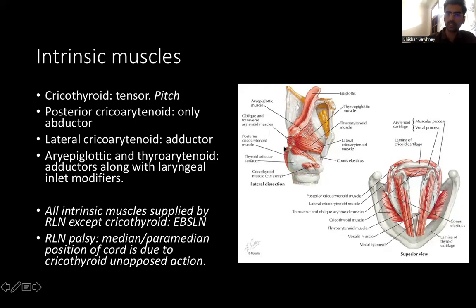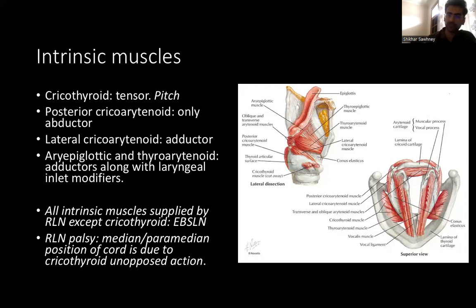The posterior cricoarytenoid muscle is important as it is the only abductor of the vocal cord, whereas the lateral cricoarytenoid, the aryepiglottic muscle, and the thyroarytenoid muscles are the adductors of the vocal cords. These muscles, in addition to being the adductors, are also the laryngeal inlet modifiers, and they open and close the laryngeal inlet as the need may be. What is important here is that all intrinsic muscles are supplied by the recurrent laryngeal nerve, except the cricothyroid muscle, which is supplied by the external branch of the superior laryngeal nerve.